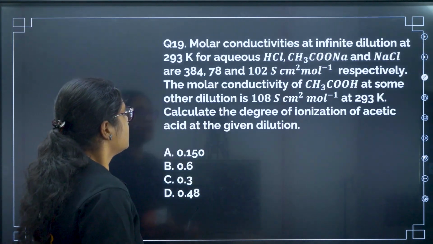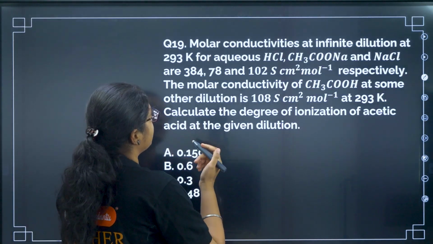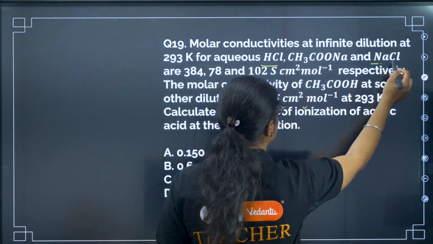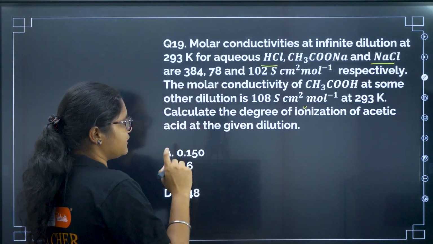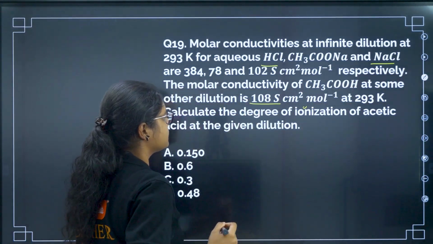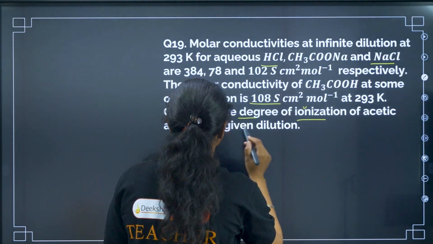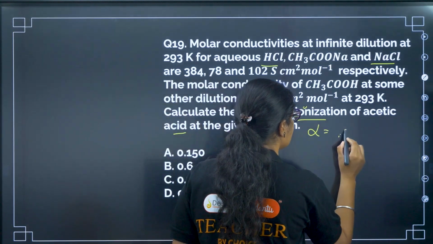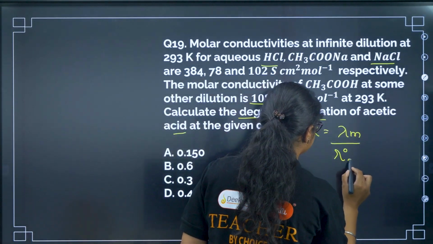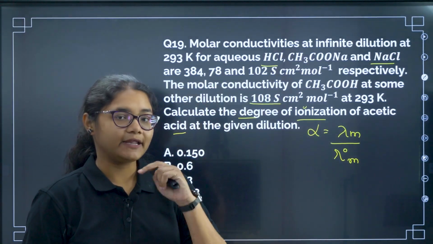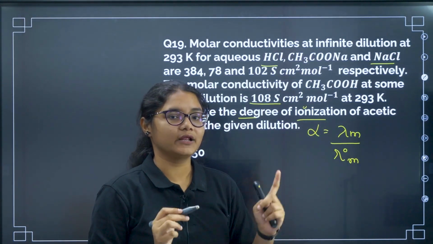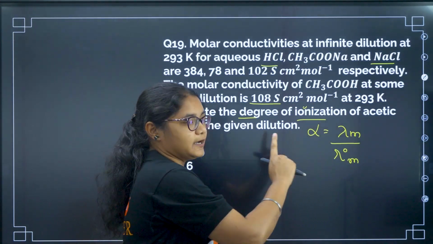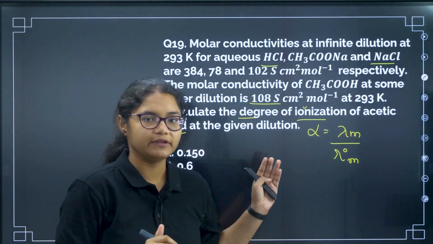Okay, next. Molar conductivities at infinite dilution for HCl, CH3COONa, NaCl are given. The molar conductivity of CH3COOH at some other dilution is also given. Calculate the degree of ionization of acetic acid. So first of all, what is the formula for degree of ionization? Alpha is equal to lambda m by lambda naught m. Lambda m is the molar conductivity at any concentration. Lambda naught m is the molar conductivity at infinite dilution, or the limiting molar conductivity. Limiting molar conductivity can be calculated using Kohlrausch's law for weak acids.